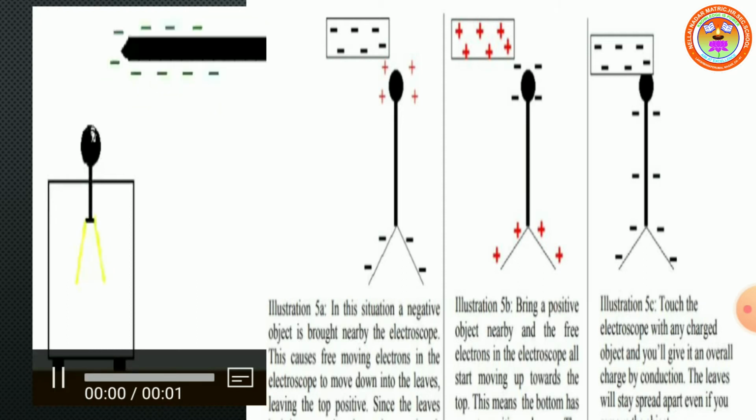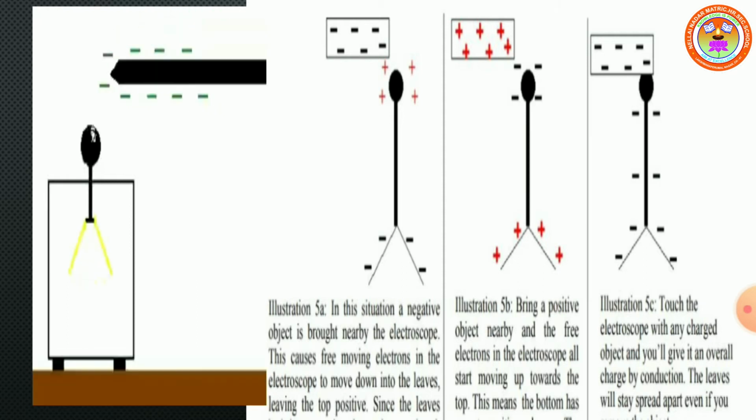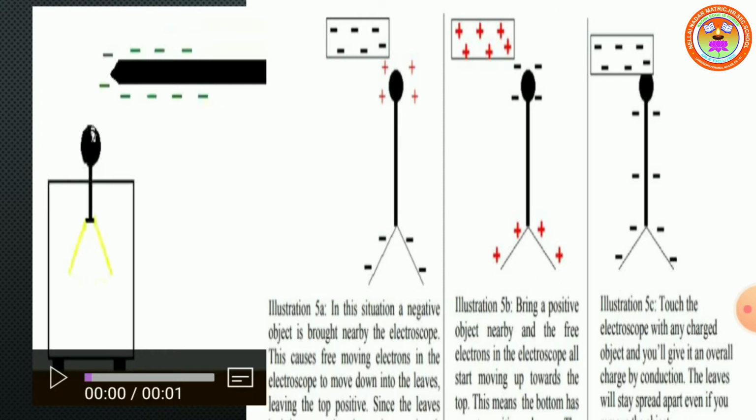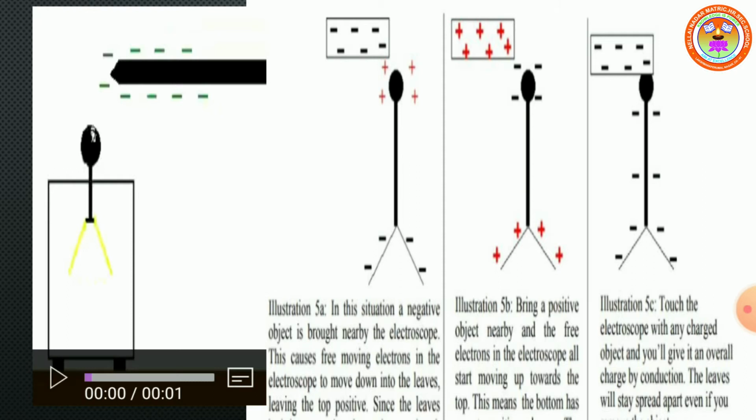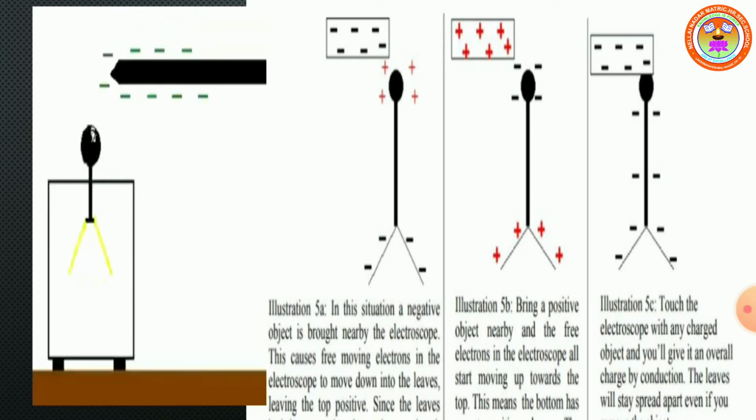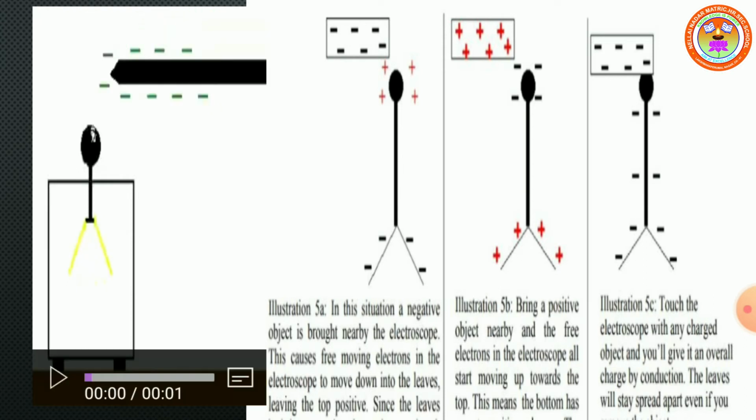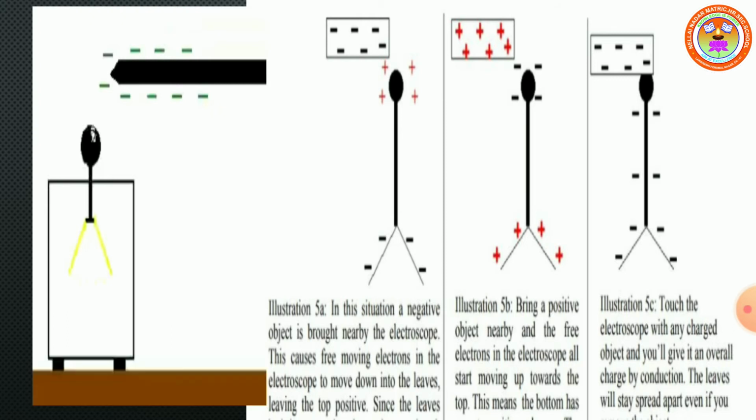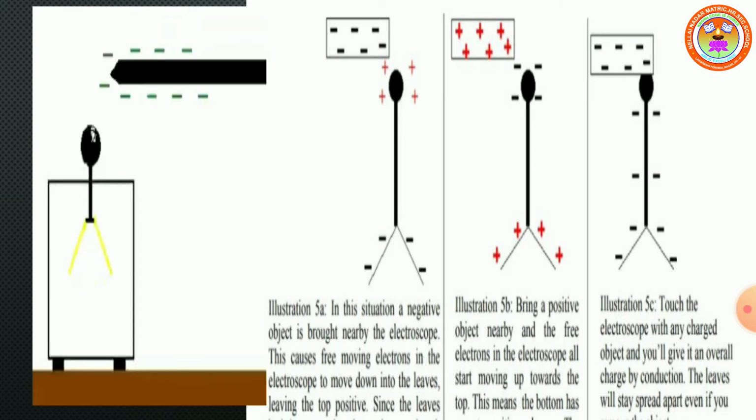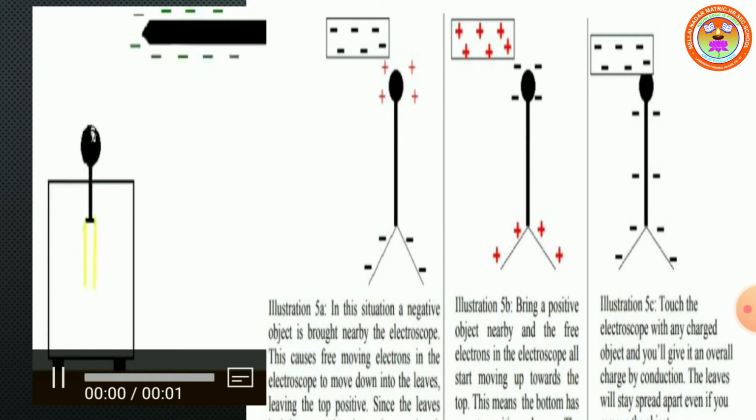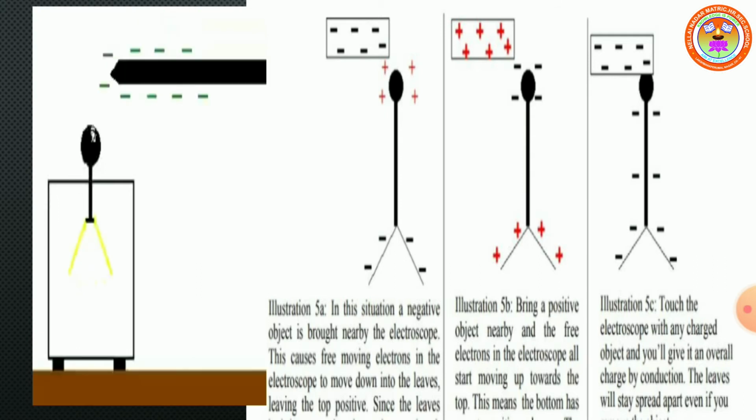If a positively charged object is brought near the top knob of the electroscope, the free electrons in the electroscope start to move up towards the knob. This means that the bottom has a net positive charge. These leaves will spread apart again now.